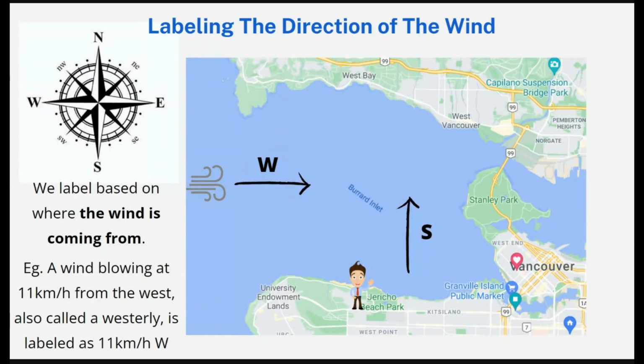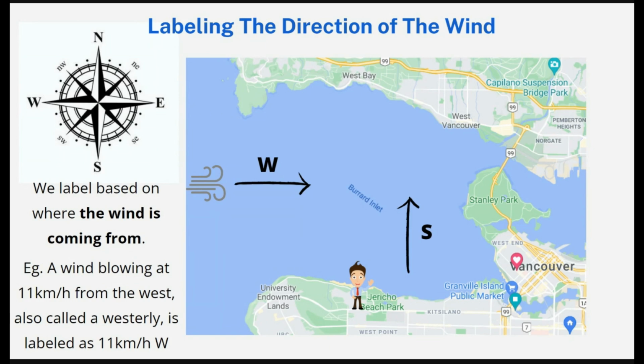The wind, on the other hand, as if we were standing here in the Jericho Sailing Center and facing the water, the wind could be coming from our left, which means it's coming from the west, heading east. We always label that as a westerly, or that would have a speed and have a W on it. So wind is always labeled from the direction that it's coming from.